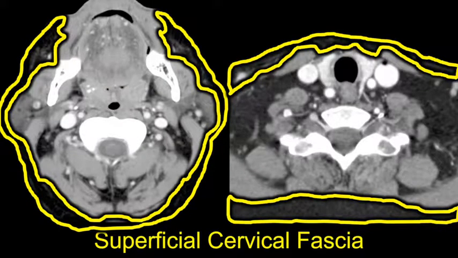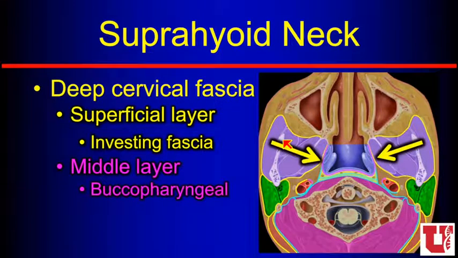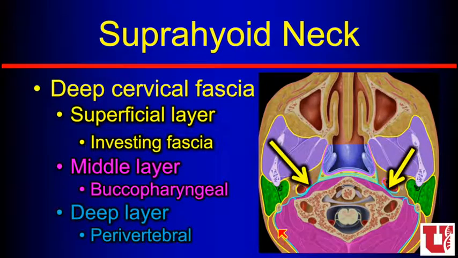Now, the deep layer of cervical fascia we think about as separated into three main areas. There's a superficial layer, the deep investing or the investing fascia that we see here in yellow. Then we have a middle layer, the buccopharyngeal fascia. That's the pink or fuchsia here that's around the upper digestive tract. And then we have the deep layer or the perivertebral fascia that's around the vertebral body and all the paraspinal muscles at that layer. So this is a section in the suprahyoid neck.